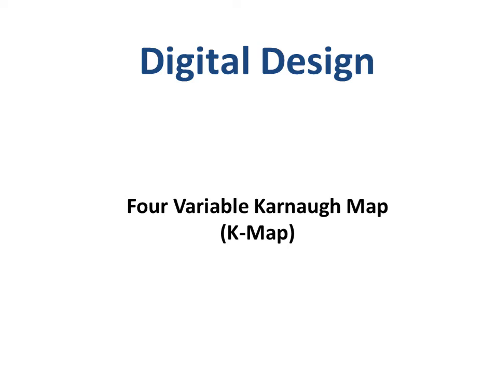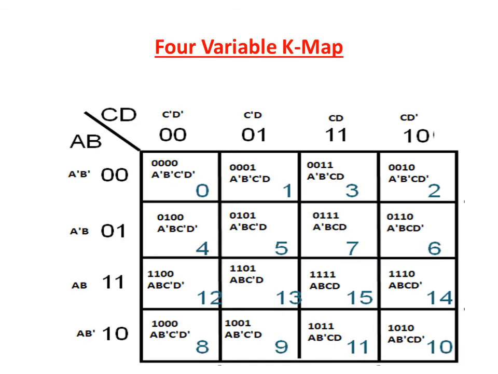In this video, I am going to discuss how to reduce the expression by 4 variable K map. This is the 4 variable K map. 2 power 4 is equal to 16, so 16 cells are there in the 4 variable K map.